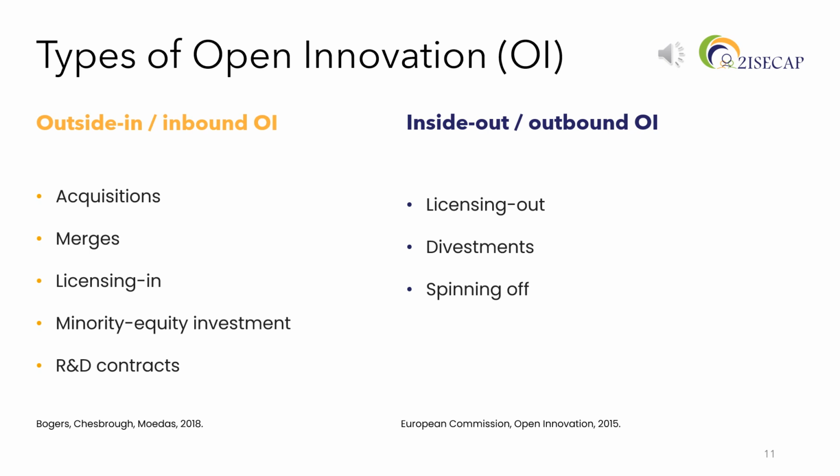There are two types of open innovation. Outside in, where the ideas, patents, and competencies come from outside the organisation. This type of innovation, when the company opens up to external inputs and contributions, is known as outside in or inbound open innovation. Examples of inbound open innovation are acquisitions, mergers, licensing in, minority equity investments, and R&D contracts.